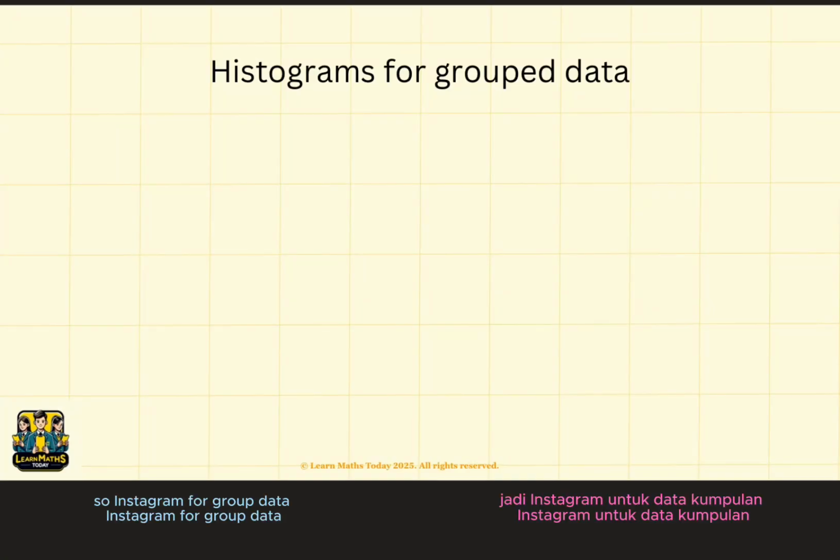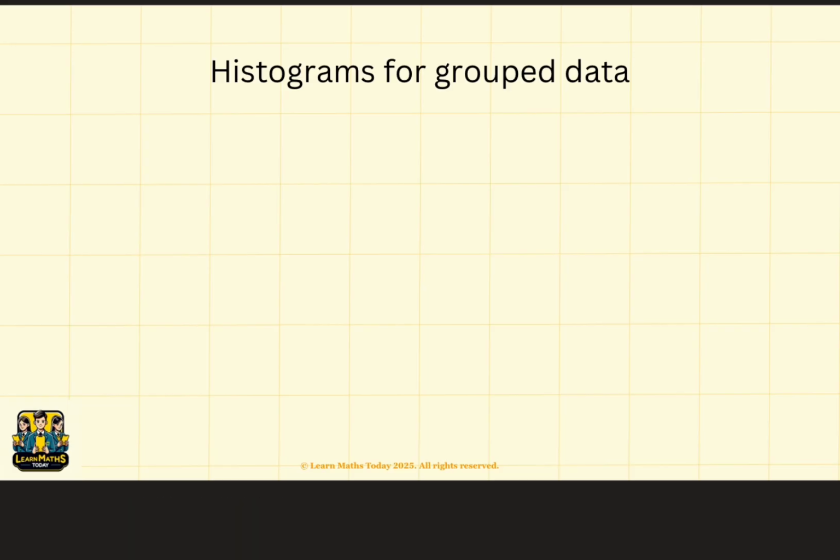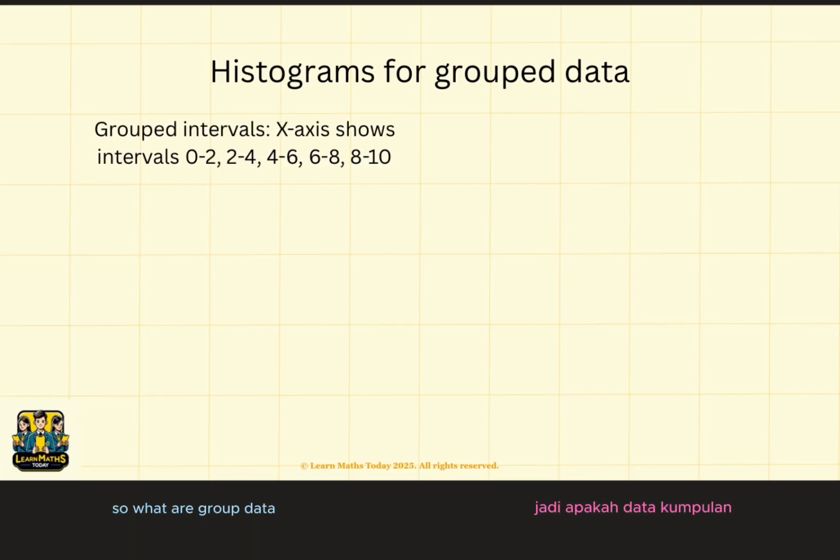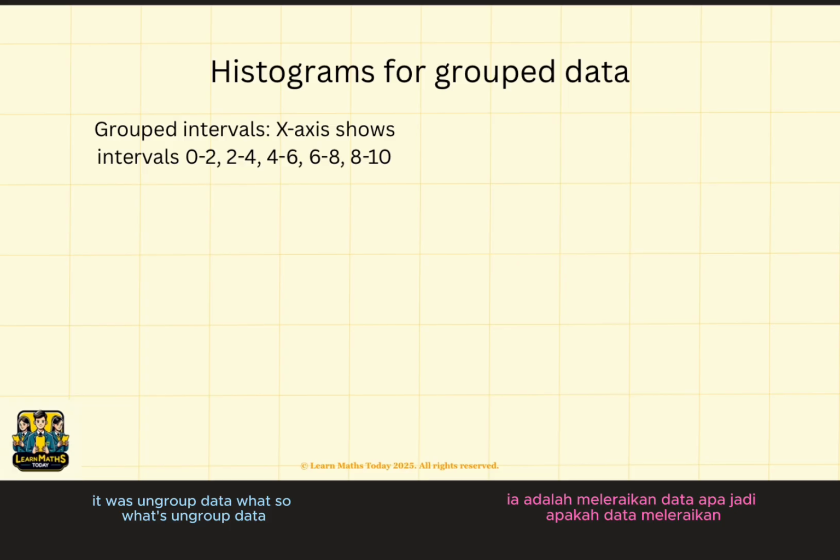So, histograms for group data. What are group data? Just now, whatever we went through, it was ungrouped data.